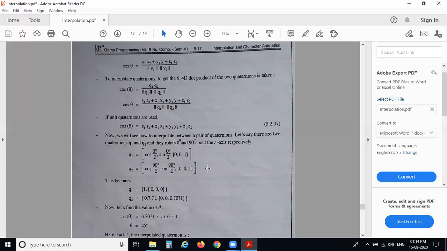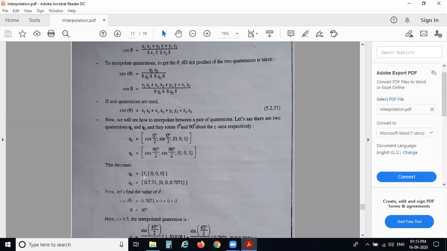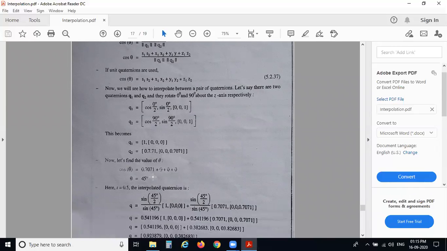So just see here the equation for q2, which is equal to cos 90 degree divided by 2, sin 90 degree divided by 2 and 0 0 1. By solving these particular values we get the values of q1, which is equal to 1 and in bracket 0 0 0, and q2 the values of 0.7071 and 0 0 0.7071. So find the value of theta.